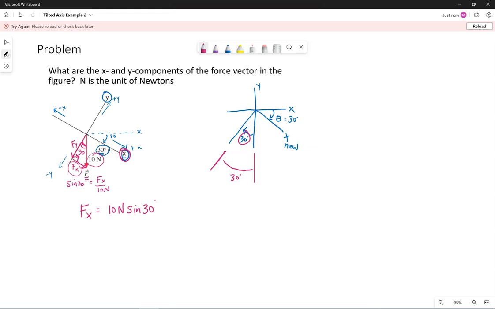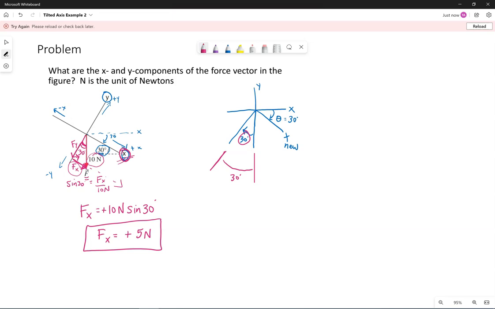But we definitely need to think about direction. Do we say this x component is positive, or do we say it's negative? Well, we know it's pointing this way, essentially, which, since this is labeled as x, that makes it positive. So we can say the x component of this force is 5 newtons.